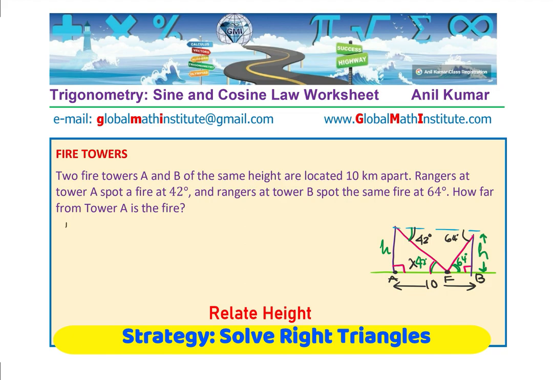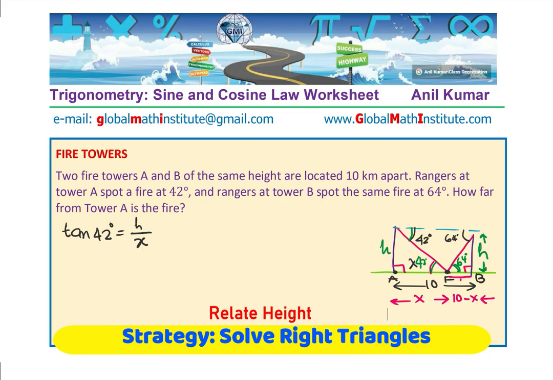So what is tan of 42 equals to? So tan of 42 degrees is equal to height over x. Since x is the distance which we need to find from A to the fireplace. Now FB will be how much? Well, F to B will be 10 minus x, correct? If this is x, correct? Because total is 10. Okay.